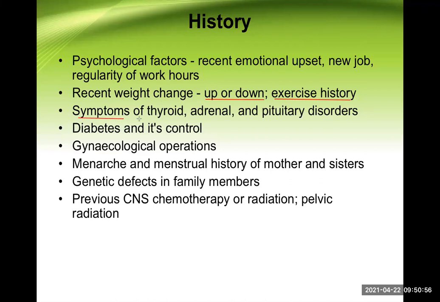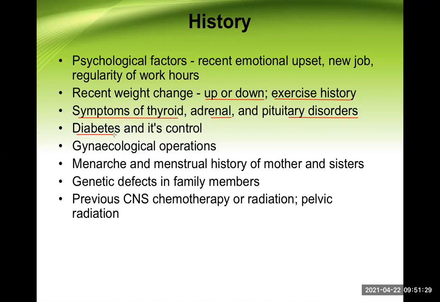Take a detailed history of symptoms of thyroid, adrenal, and pituitary disorders. Consider both hyperthyroidism as well as hypothyroidism. Consider both Cushing syndrome as well as Addison's disease and pituitary disorder. Cushing's and Addison's are opposite conditions from the adrenal side. Remember, Cushing syndrome means hypercortisolism, excessive level of cortisol, and Addison's disease is hypocortisolism.